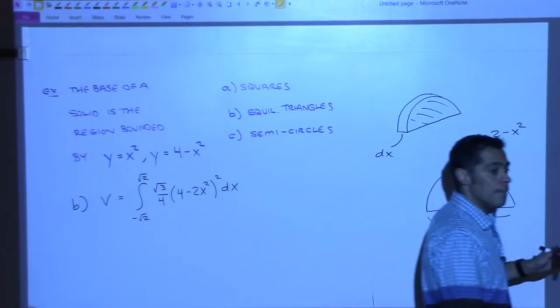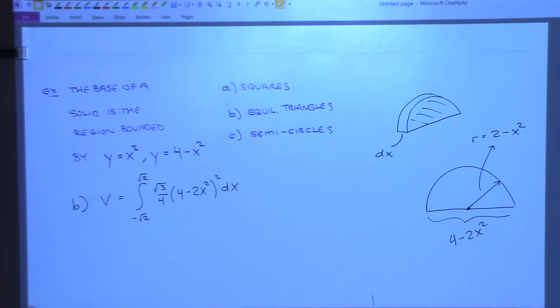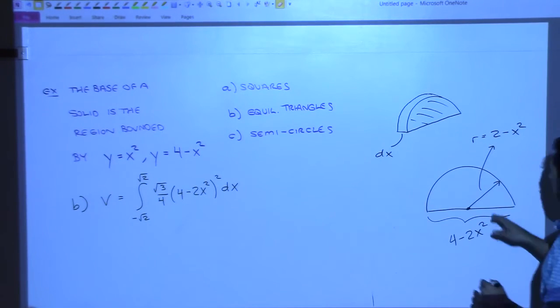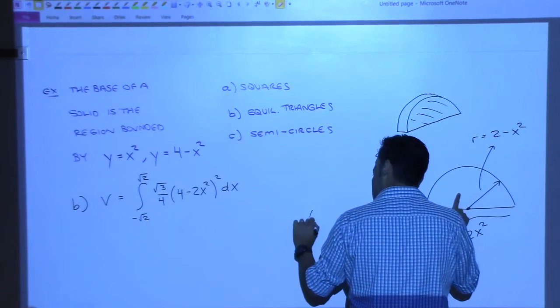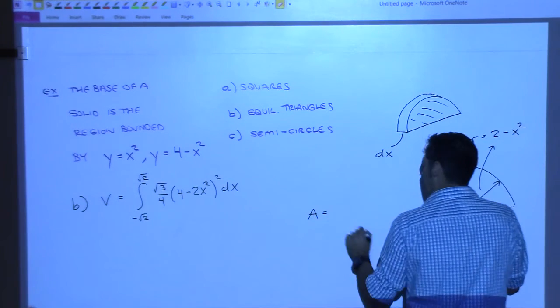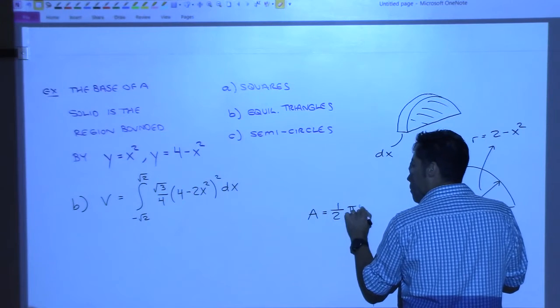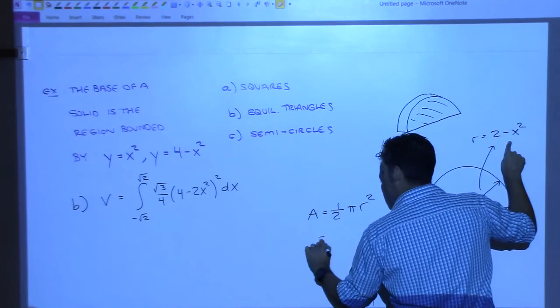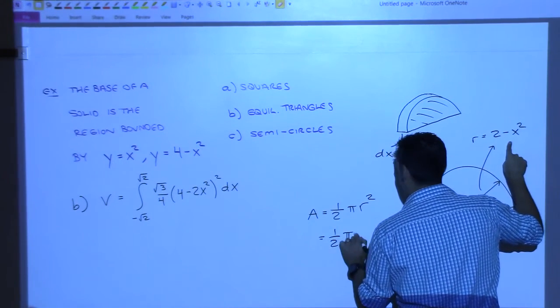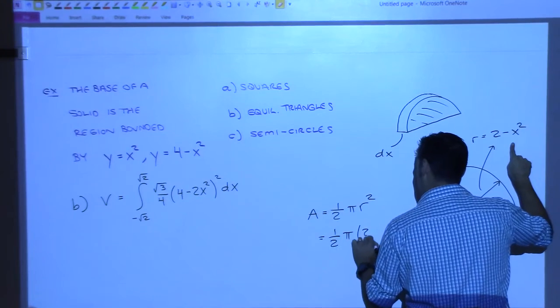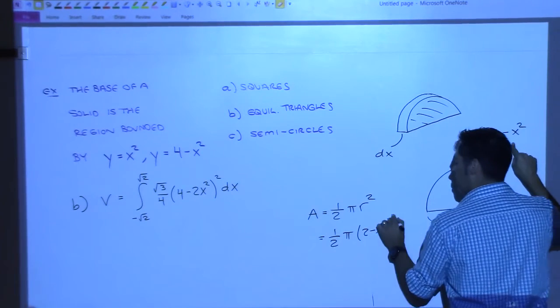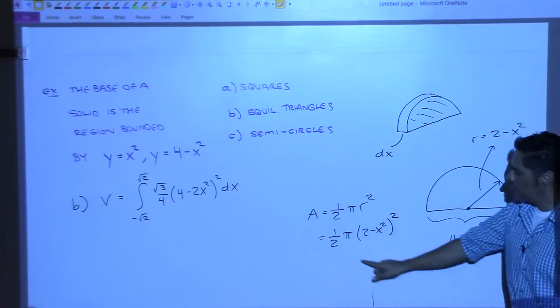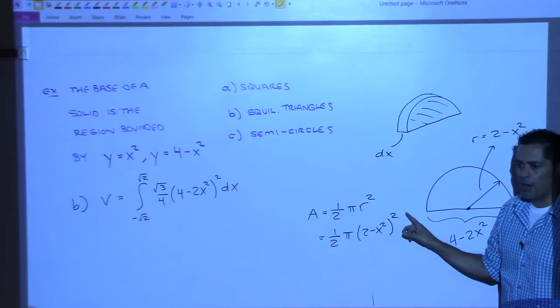I'm sorry? This one's actually easier. Yeah, that's what I was saying, that I should have put the equilateral triangles last. So what is the area of this? The area is going to be half of pi r squared, right? Because it's half of a circle. And so that is 1/2 of pi times my radius, which we just established was 2 minus x squared, right? Squared. So half of pi times the radius squared.